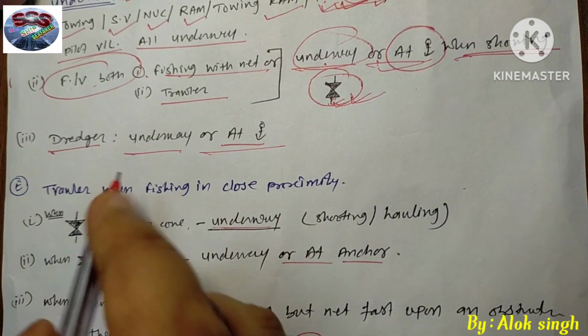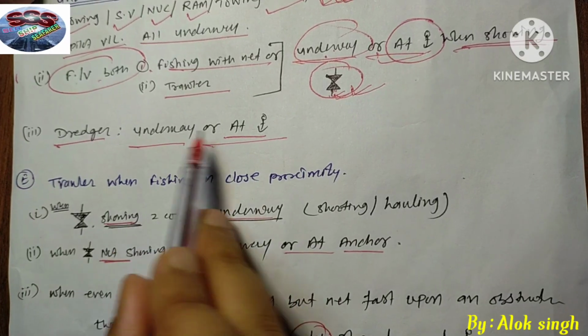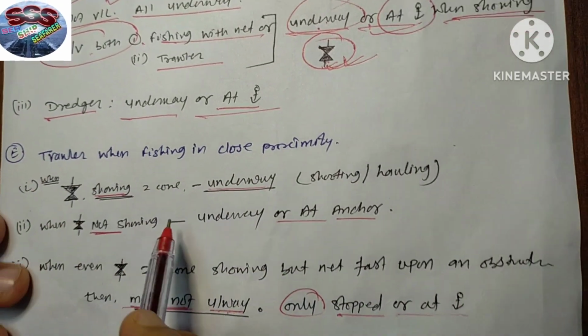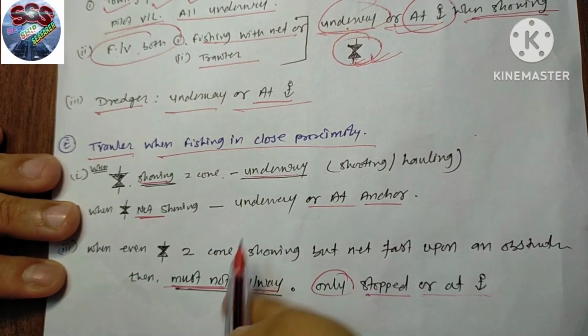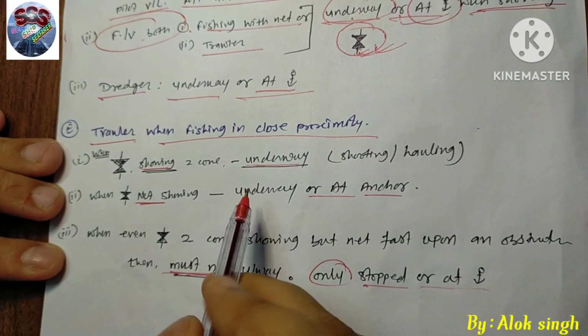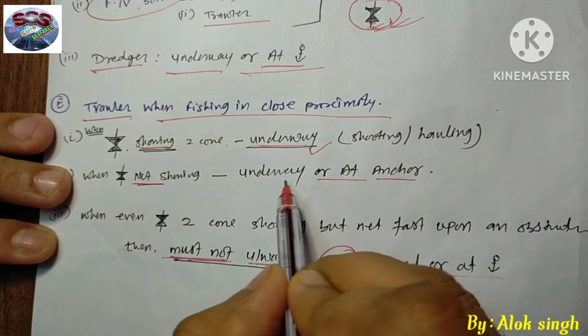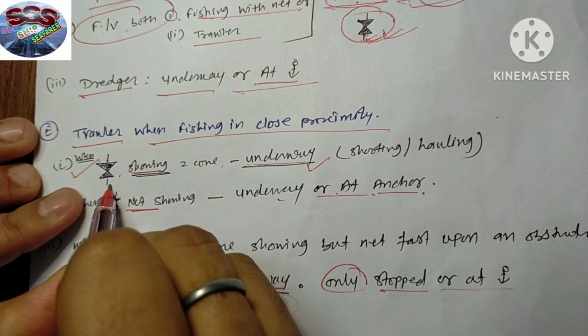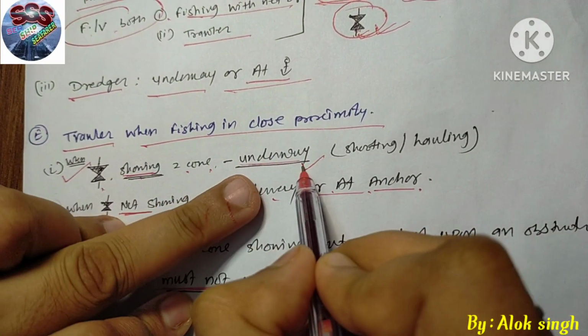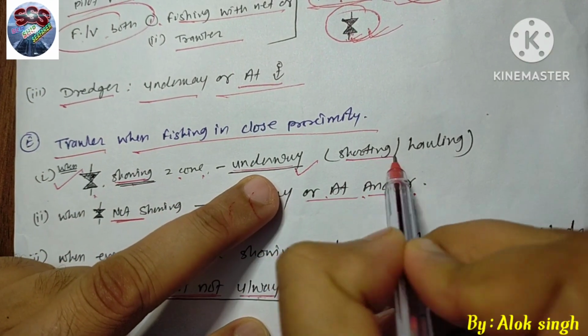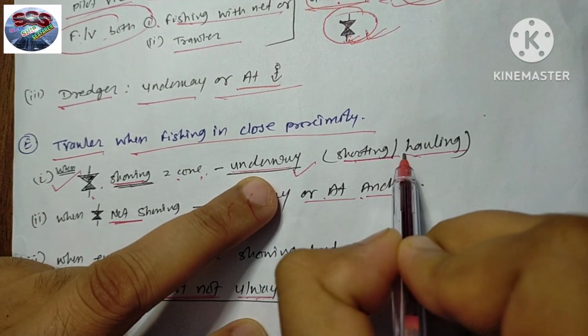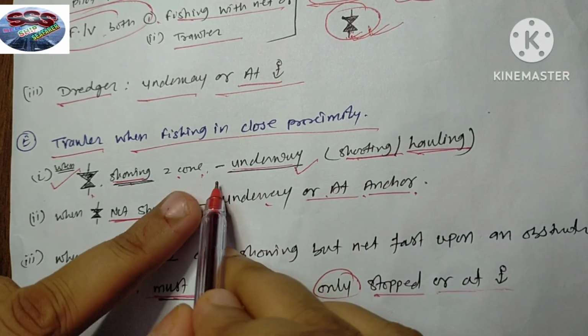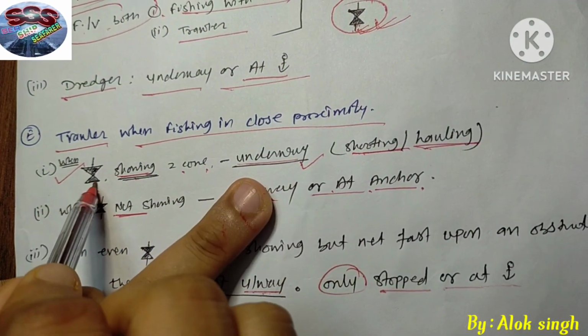Dredger underway or at anchor, like we have already discussed. A dredger can be either underway or at anchor. Now a little bit to highlight about this trawler vessel, because if you go to this card, you will not make it clear when to say underway or at anchor. So the thing I have to mention: when two cones with apex together in a vertical line are showing, it must be underway. In which condition? Either it is swinging, or shooting or hauling net. In this condition we have to show underway.